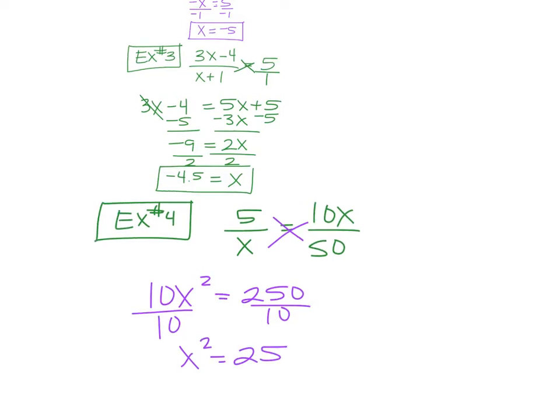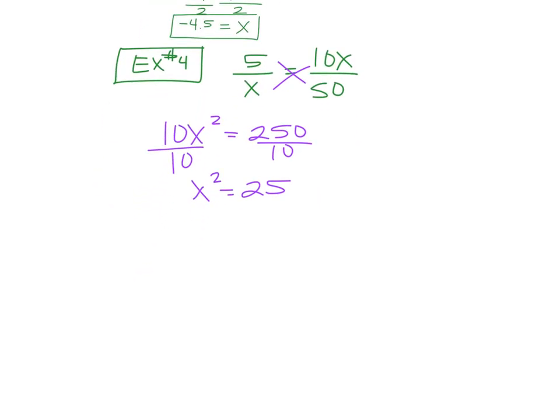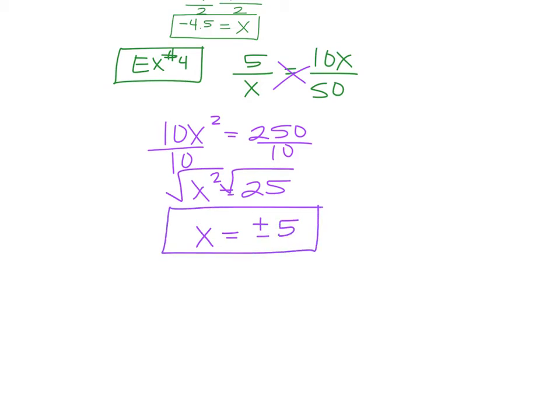So what's your answer? Plus or minus. Good. Don't forget to take the positive and negative of that answer. So plus or minus 5. In this example, could you reduce the 10x over 50 and call it x over 5 right off the bat? Totally could. Good on that?